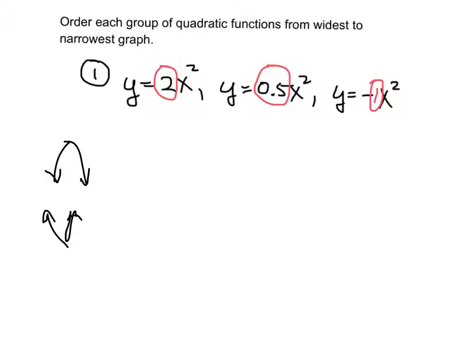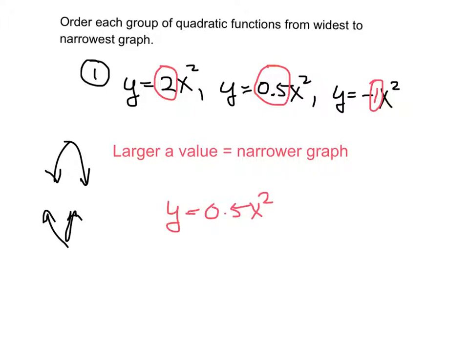So listing those from widest to narrowest, the concept is that the larger the a value, the more narrow the graph becomes. So ordering these from most wide, that would be the smallest value, which is y equals 0.5x squared. Then the next one would be y equals negative 1x squared, and the most narrow graph would be y equals 2x squared. I'm just ordering from 0.5 to 1 to 2.